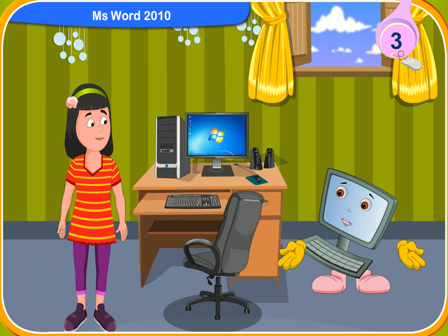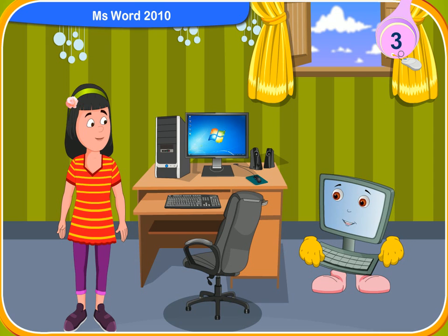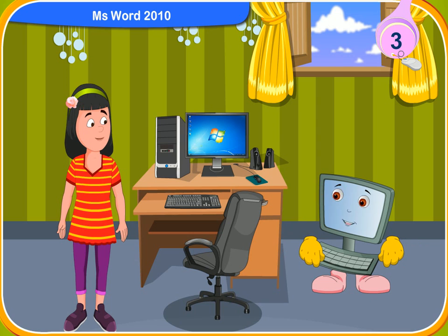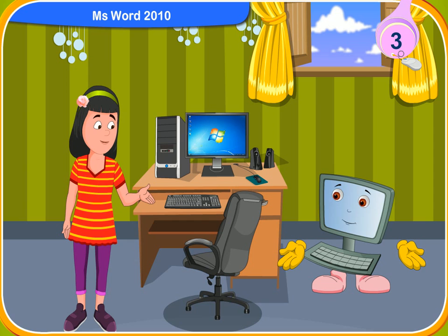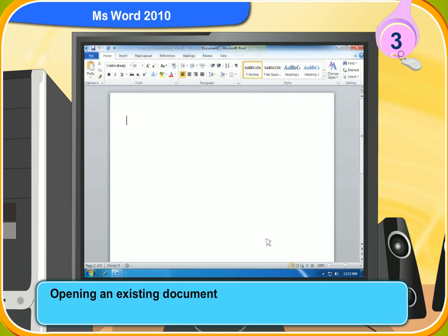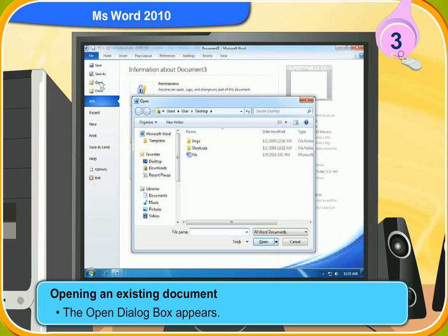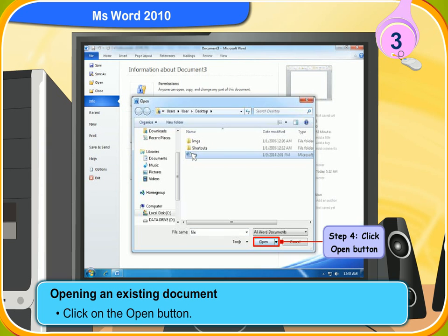Now, supposing you have a document saved in the computer and you want to open that document after starting the computer, how can you do it? No idea. These are the steps for opening an existing document. First, click on the File tab. Then, click on the Open option. The Open dialog box appears. Then, click on the file you want to open. Click on the Open button.